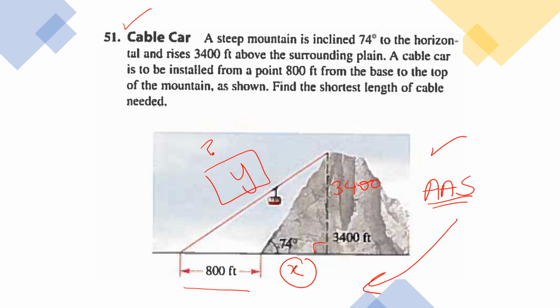When we find x, we will add them and we will find this distance. Then we will use law of cosine. We have this distance, we have this distance, and we have the angle between them, 90. So we can find it easily like that. I hope it's not very difficult. You can do it.